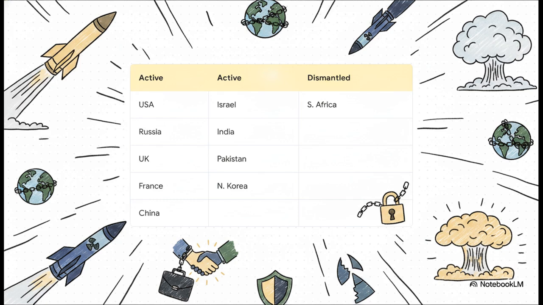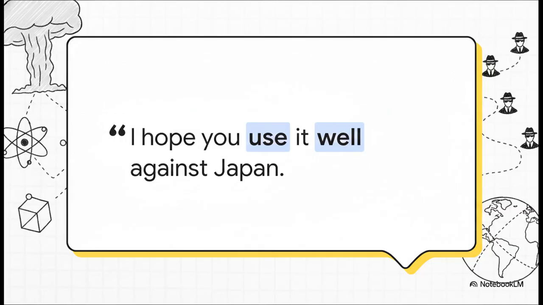From the US and Russia to the UK, France, China, Israel, India, Pakistan, and North Korea. Interestingly enough, South Africa is the only nation on this entire list to fully build out nuclear weapons and then voluntarily dismantle them completely when their regime changed. The dawn of this nuclear era is perfectly captured in this really chilling quote.